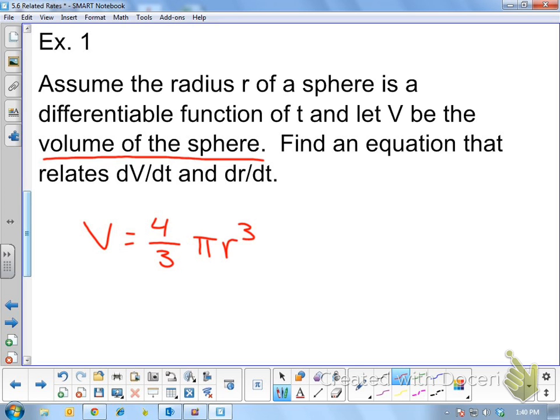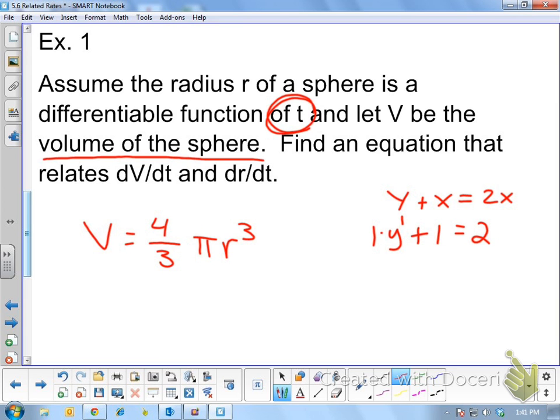So we want an equation that relates dV/dt and dr/dt. So we will be implicitly differentiating, but this time we're implicitly differentiating with respect to time. When we did, I think the warm-up problem was y equals 2x. How did we differentiate y? 1 times y prime plus x differentiated normally.